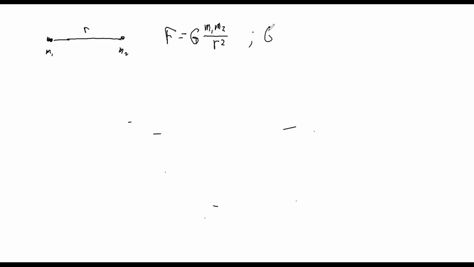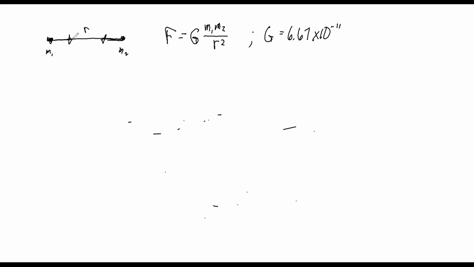What is that? It's 10 to the minus 11, something or other, in units. And this force, it is a force, so it has a magnitude and direction. The force is always attractive. Gravitational force on 2 is in this direction, on 1 is in this direction, and that's pretty much it.